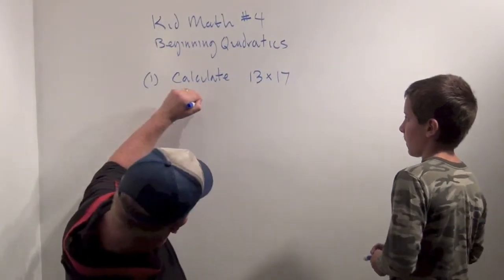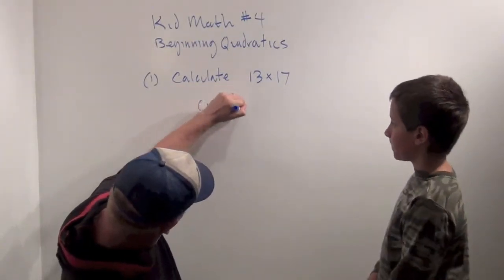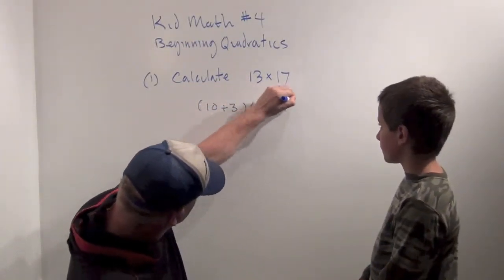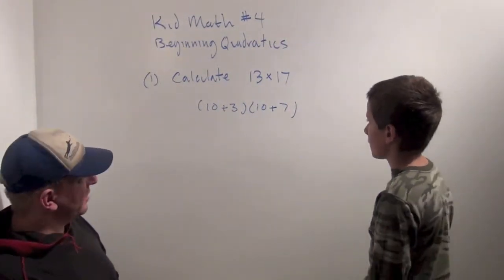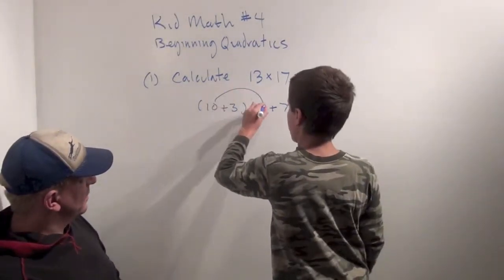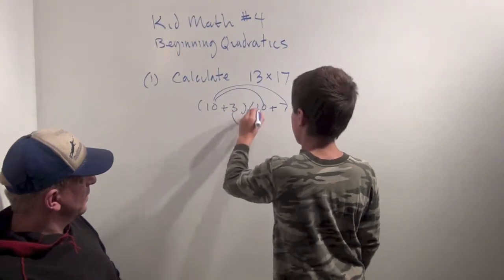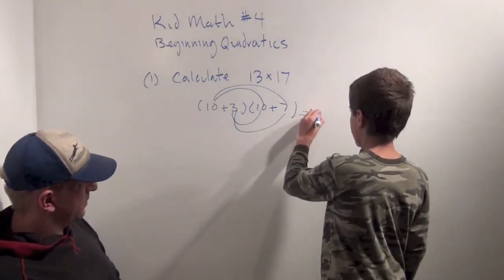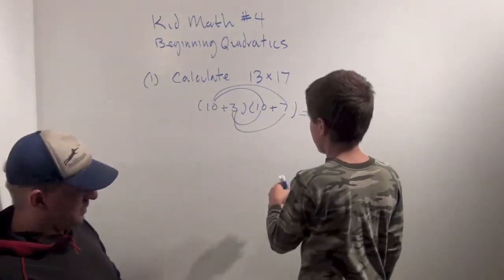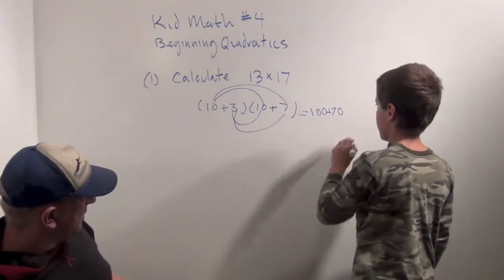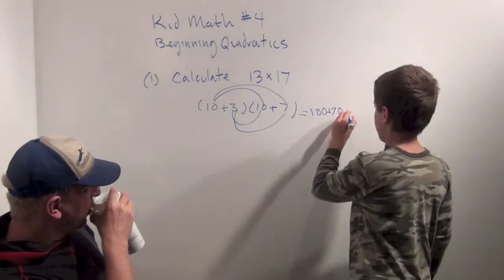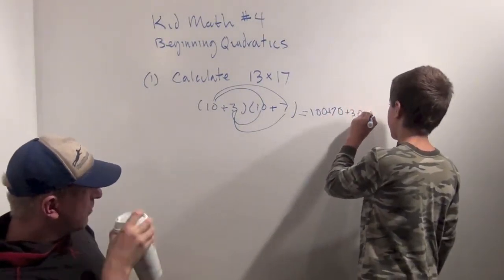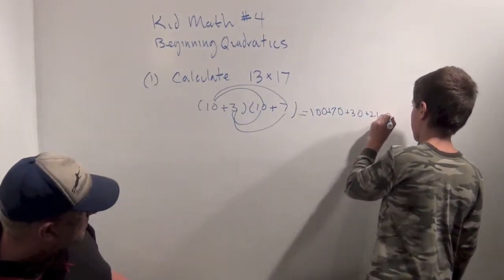And the other way to look at this, and this is basically what you're doing here, is we can say this is 10 plus 3 times 10 plus 7. So how would you multiply that out like that? I do 10 and 3. Okay. So we get, this is 100 for 10 times 10. Plus 70. Plus 30. Plus 21, which is 221.